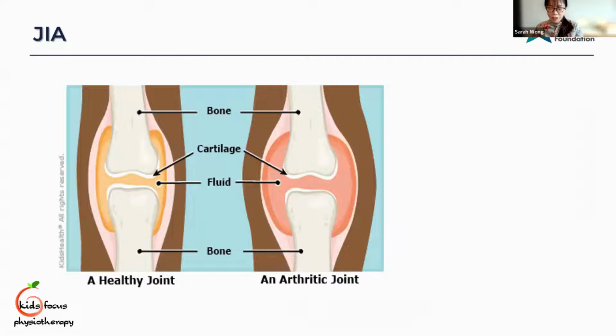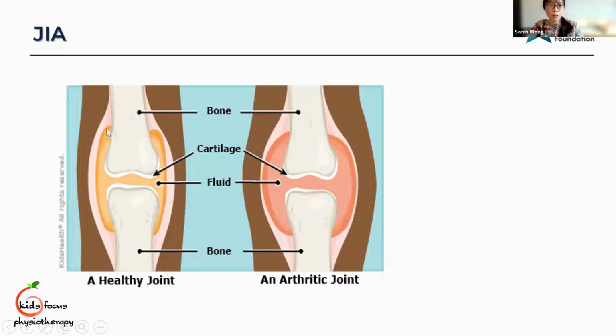So here's an illustration of what a healthy joint and an arthritic joint looks like. You can see that both have bones. There's a cartilage that covers the ends of the bones. There's a lubricating fluid, which is called the synovial fluid. And in the arthritic joint, you can see that the joint has become a lot bigger. If you look at this cross section, it's a lot bigger.